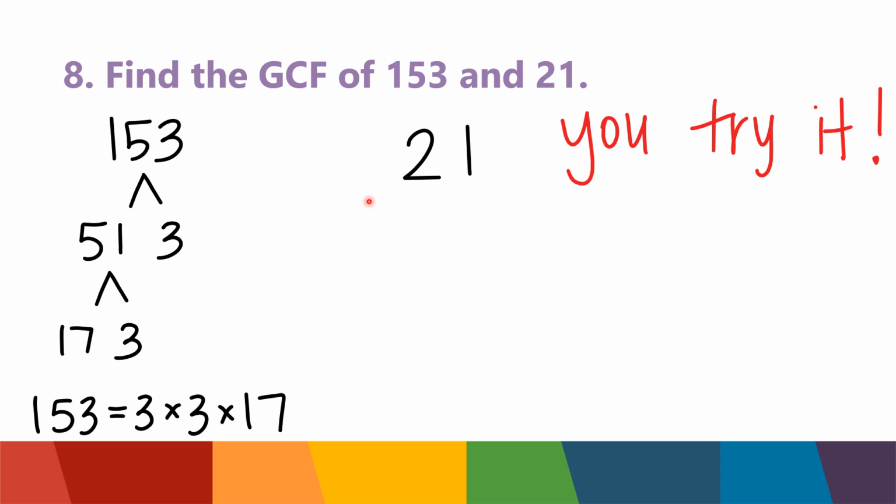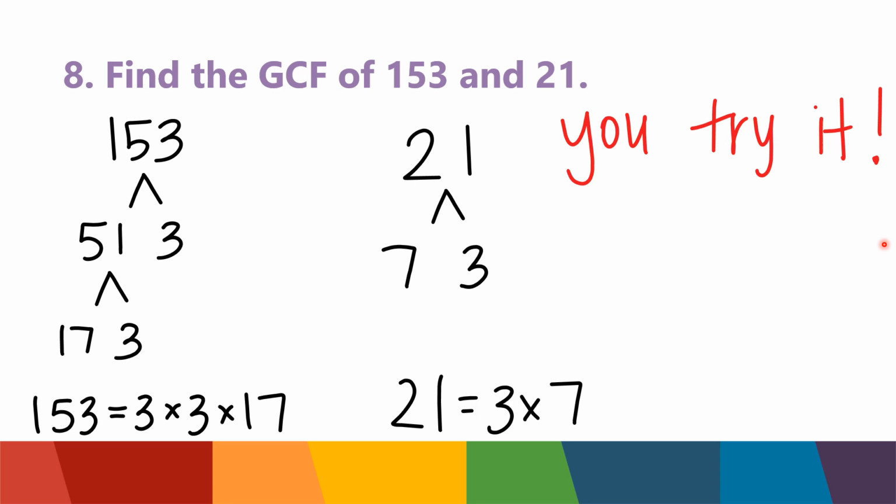Now for 21, this one's easy. 21 is 7 times 3. 7 is prime, 3 is prime. So there's my prime factorization. Now I've got to figure out what they have in common, which is the greatest common factor. They both have a 3. Let me highlight the first one. They both have a 3 in common, and that's the only thing they have in common. So the greatest common factor is 3.